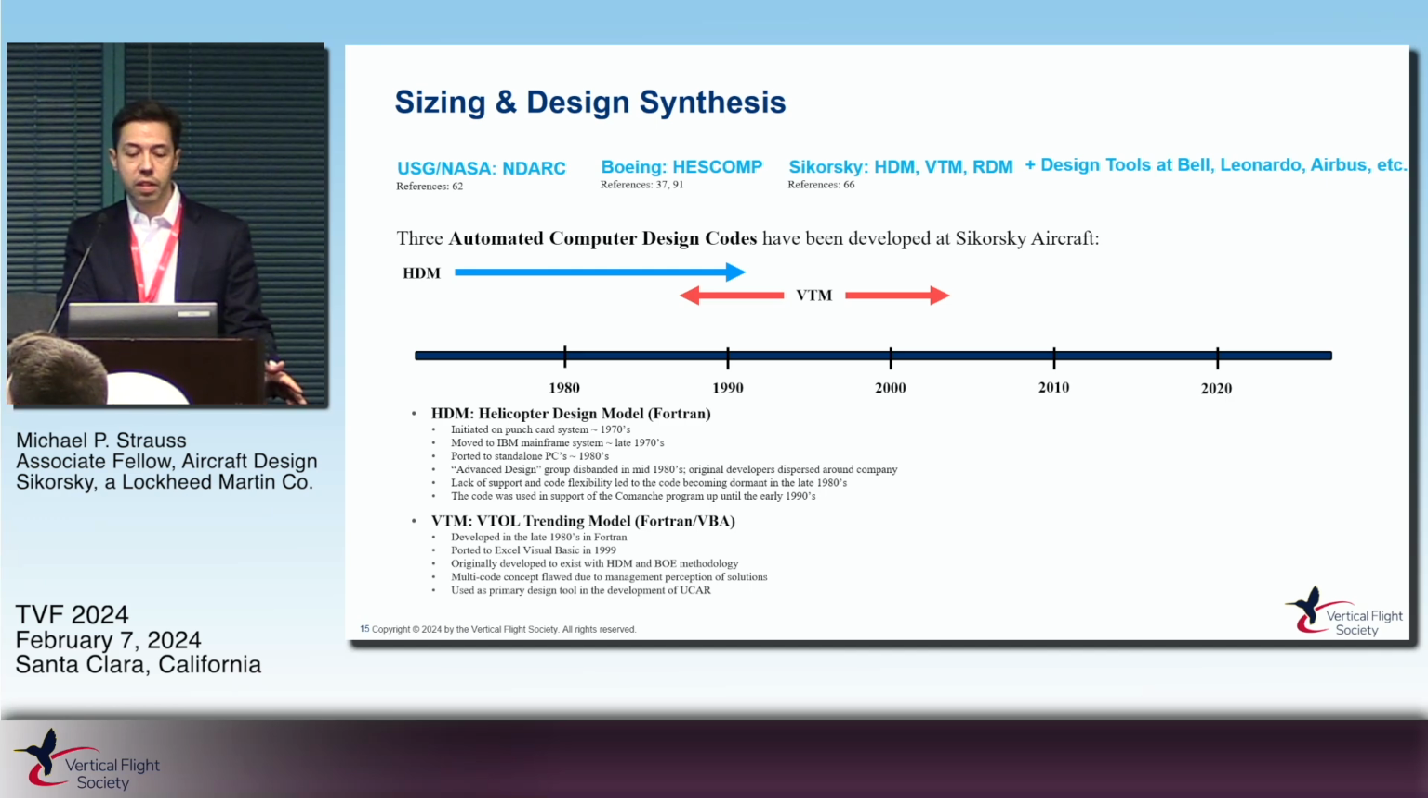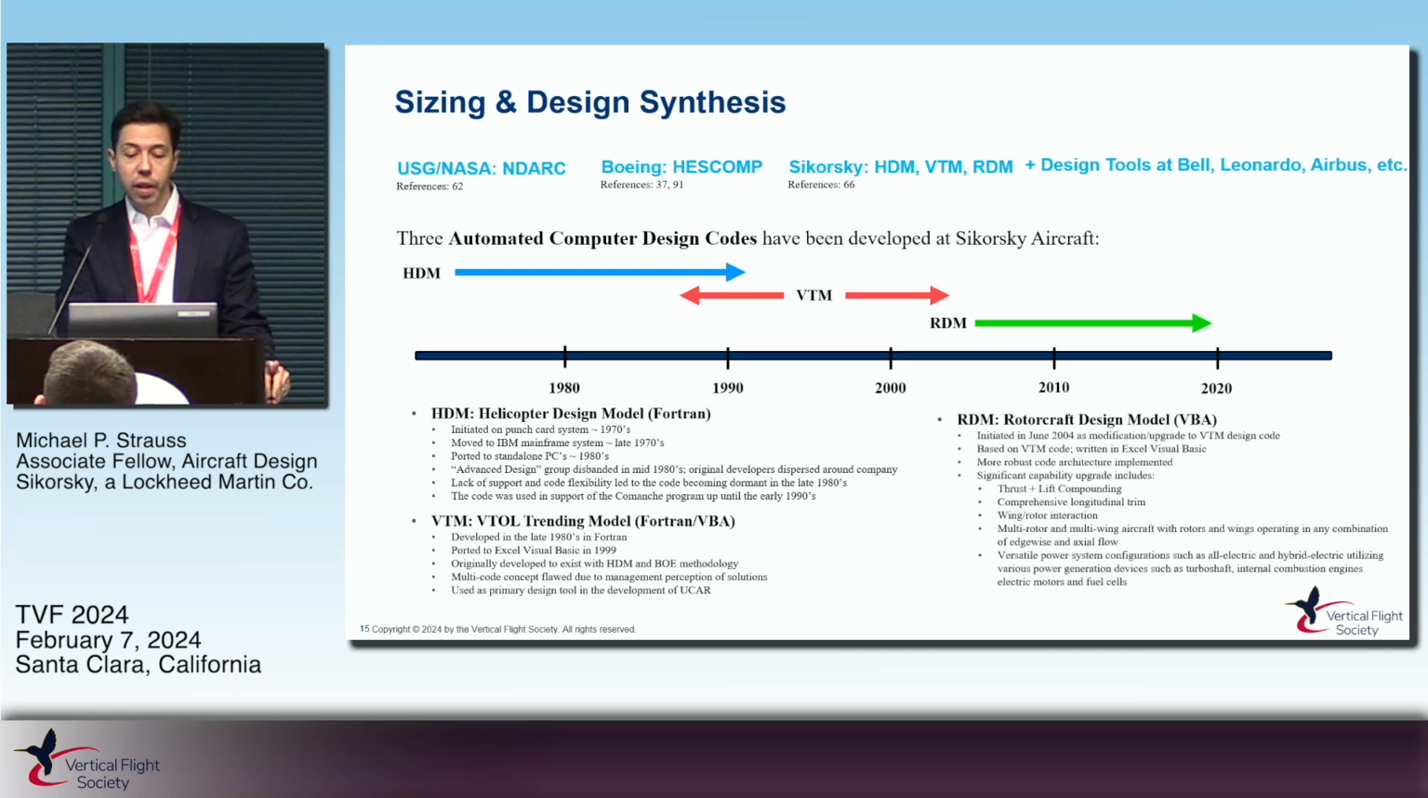In the late 90s and into the early 2000s, after HDM was the vertical trending model. This took a lot of the code from HDM, added empirical trends, and really the major development was porting it to the new environment of Excel and VBA, which made it highly portable and easier for engineers to access on desktop PCs. From the early 2000s until today, we've been working with the Rotorcraft design model, which is a derivative of VTM. It's still VBA based, still Excel, highly portable, but major additions have been made to account for lift offset coaxials, X2s, compounds, tilt rotors, and hybrid electric aircraft.